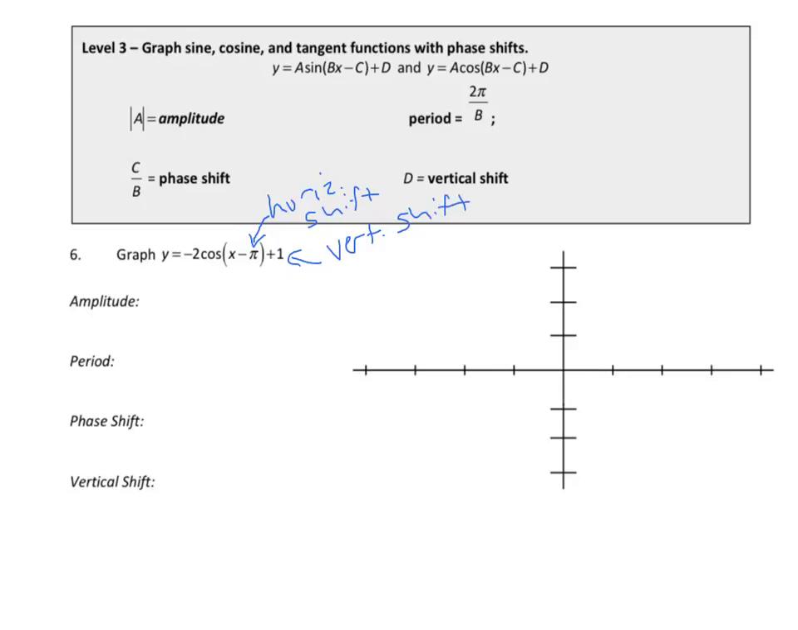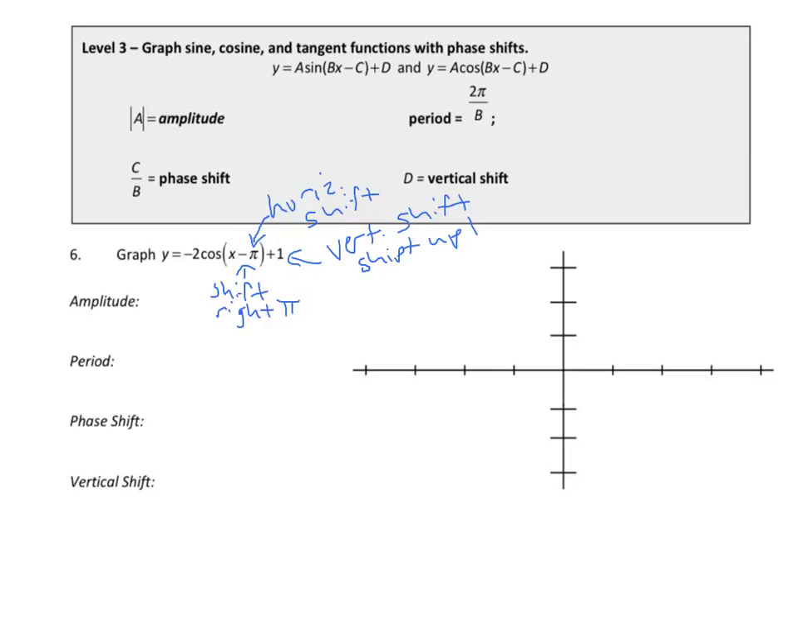So x minus pi is going to be a horizontal shift, and that is going to shift just like before. When a number is subtracted, we would think that it would go in the negative direction, but it really goes in the positive direction. So this is going to shift to the right pi units. And then the plus 1 is going to shift up 1.